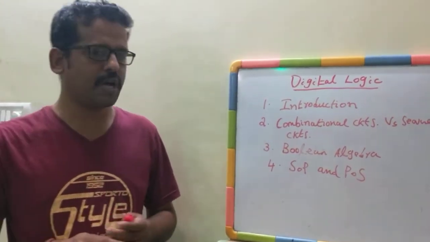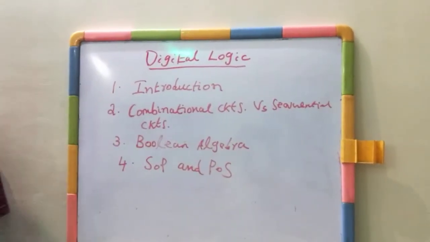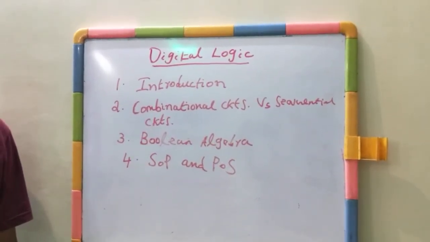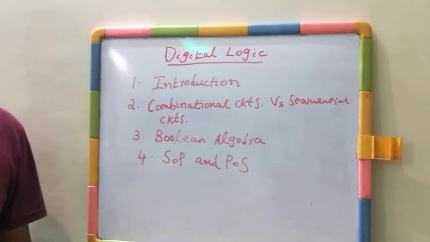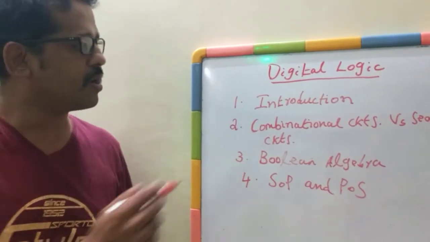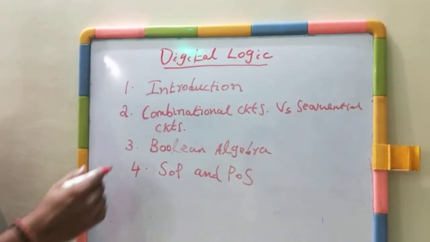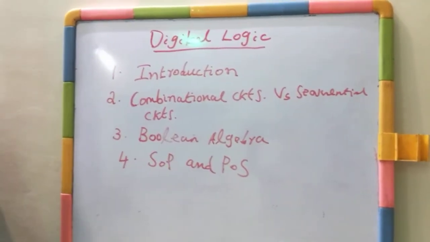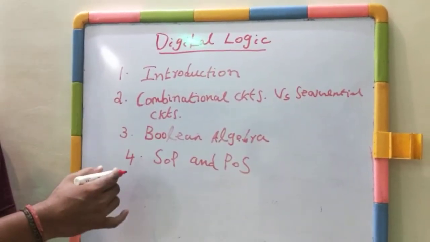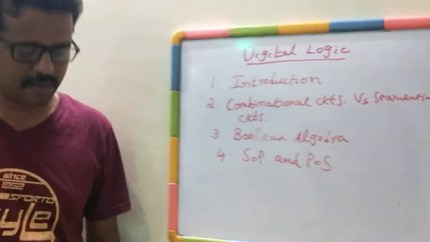Today we are going to have a discussion over these topics. First we are going to discuss the introduction, which gives an introduction to the course Digital Logic, followed by combinational circuits versus sequential circuits. Then we are going to discuss Boolean algebra. Finally, we will end the session with sum of products and product of sums.